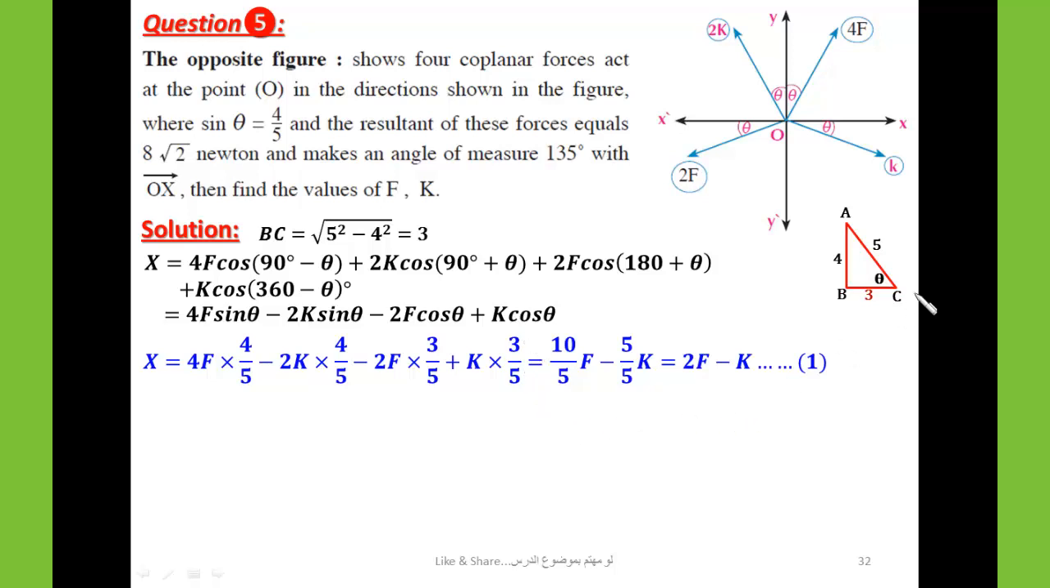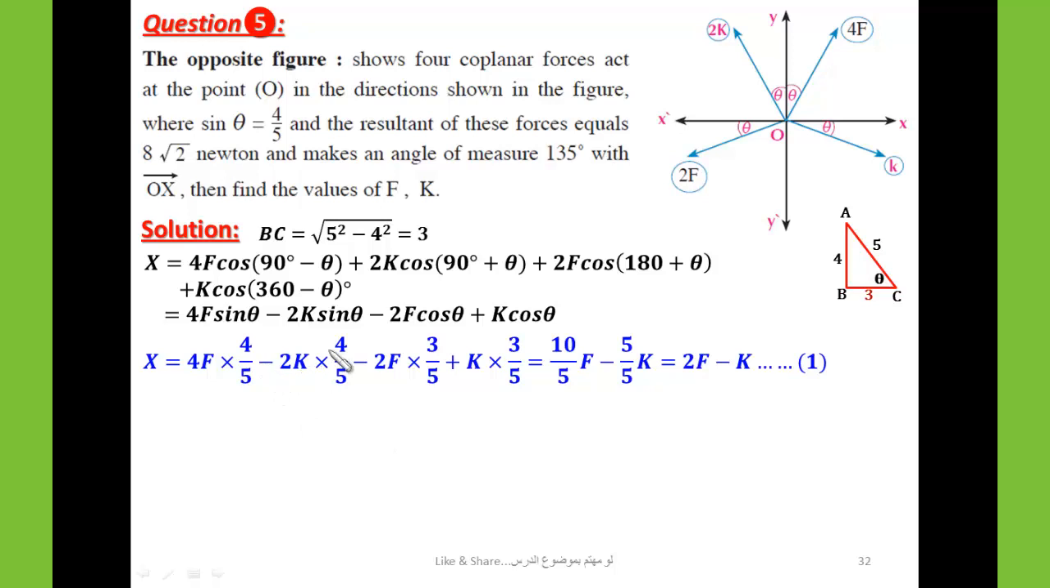Cosine theta equals adjacent over hypotenuse, which equals 3 over 5. And we simplify the right hand side. So we have 4f multiply 4 over 5 minus 2f multiply 3 over 5, it will be 10 over 5f. You can use your calculator.